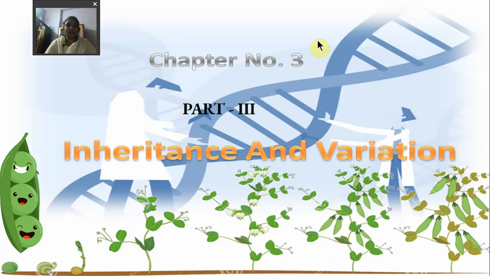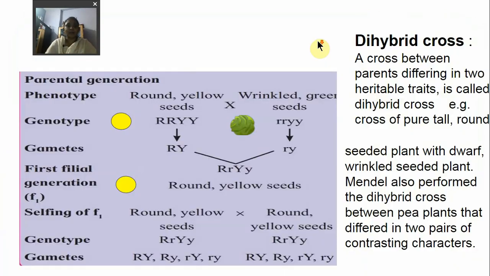Today we will learn dihybrid cross. A cross between parents differing in two heritable traits is called a dihybrid cross. For example, a cross of a round and yellow seeded pea plant with a wrinkled and green seeded pea plant.